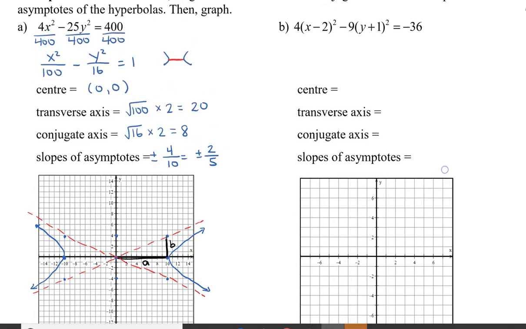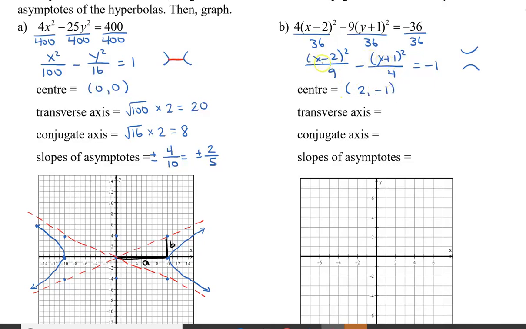All right, let's do the second one, where it is not centered at 0, 0. We're going to divide everything through by 36. So we get x minus 2 all squared over 9 minus y plus 1 all squared divided by 4. And notice that it equals -1. So we know that the hyperbola opens up and down. So the center is at 2, -1, because it's minus 2, and it's y plus 1.